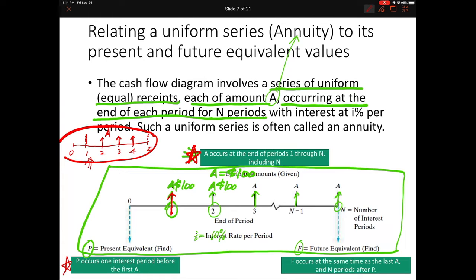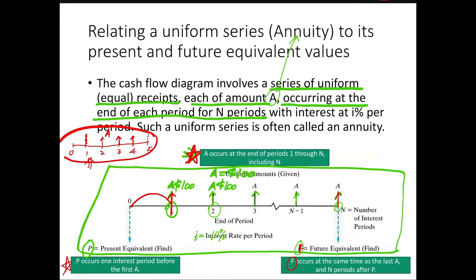And the P always occurs one interest period before the first A. Okay? So that's just one period before. And then the F is always at the same time as the last annuity. So when you get your last annuity, that's where you can calculate the future value. Okay?